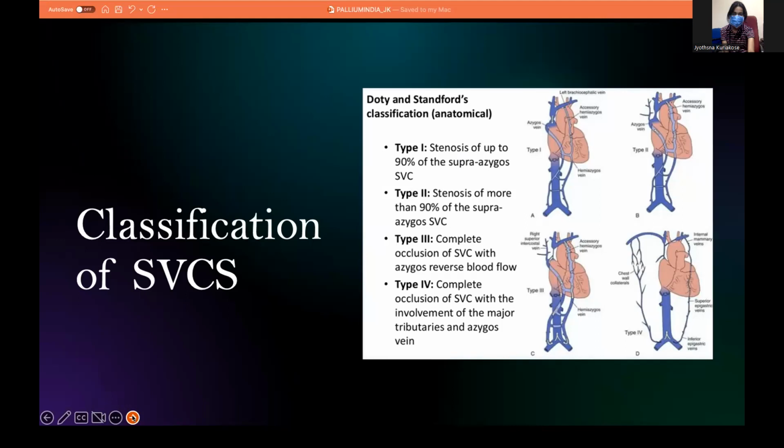So there are so many classifications for SVCO. This is an anatomical classification, the Dotti and Sanford classification. This is based on the level of obstruction, whether it's a suprazygous obstruction or if the azygos system is completely involved. So depending upon the level and site of obstruction, the collaterals that form will vary.